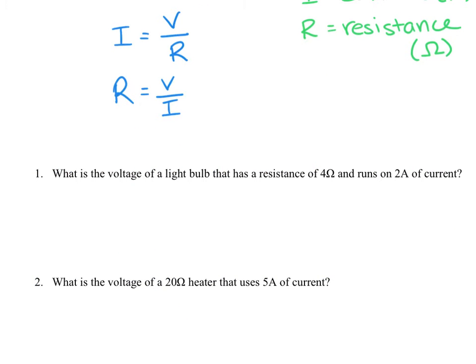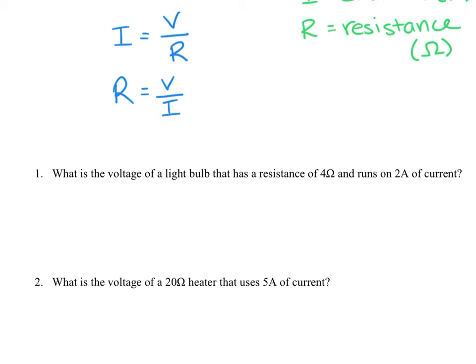So let's look at this first example, number 1. What is the voltage of a light bulb that has a resistance of 4 ohms and runs on 2 amps of current? So there are a few steps that I require all of my students to show, whether you're one of my Science 8s, my Science 9s, my Science 10s, even my Physics 20s, or my Science 30s. So all the way to grade 12, I expect them to show this same work.